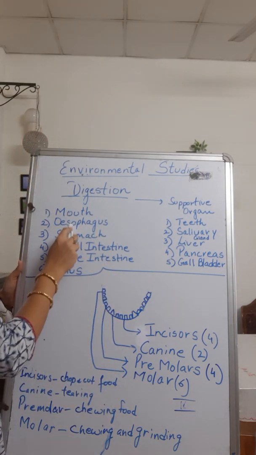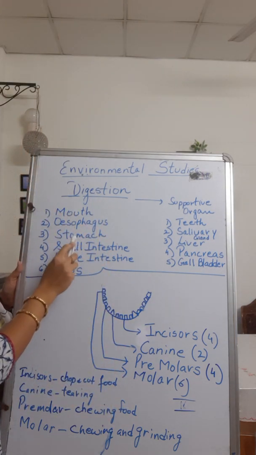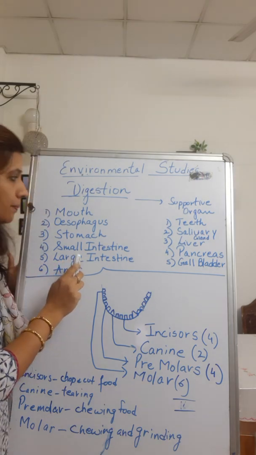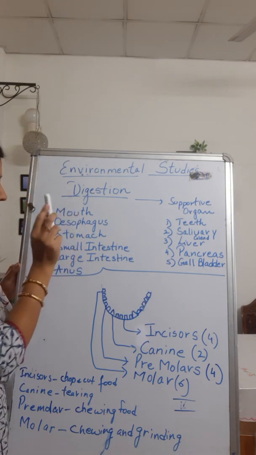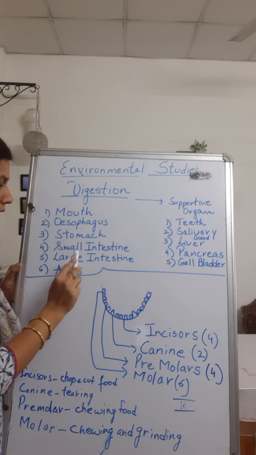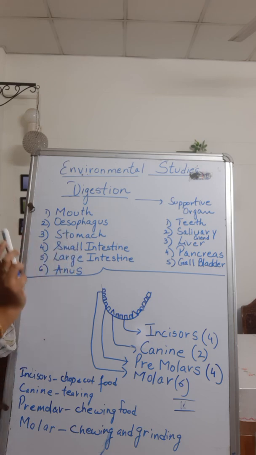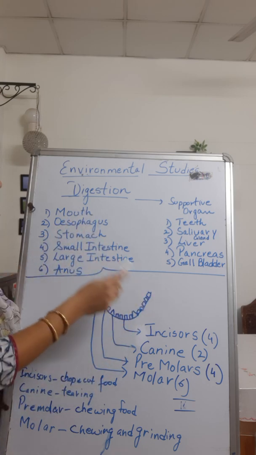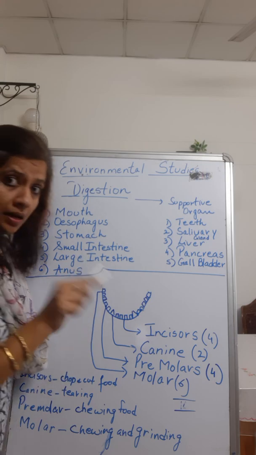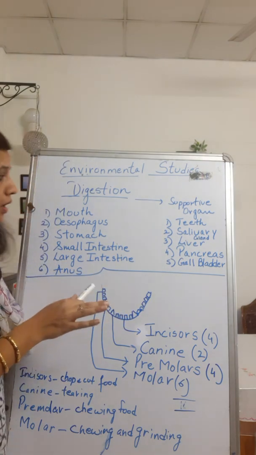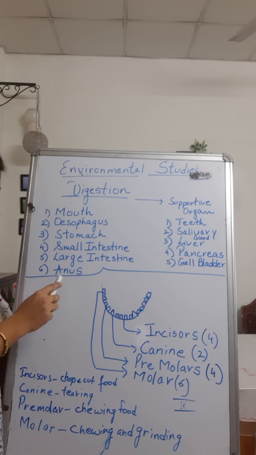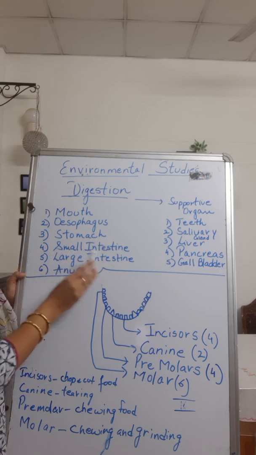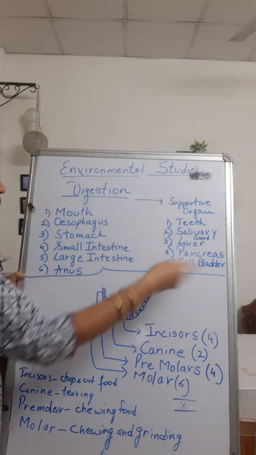So we talked about all the organs of the digestive system: mouth, esophagus, stomach, small intestine, large intestine, and anus. The mouth was the first organ from which the process of digestion starts. Within the mouth, there are 2-3 more supportive organs which I'll be covering in today's lecture. I hope all this is clear. So today I would like to focus more on these supportive organs.